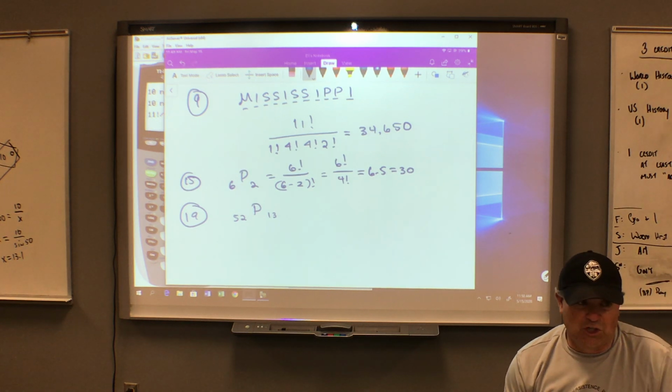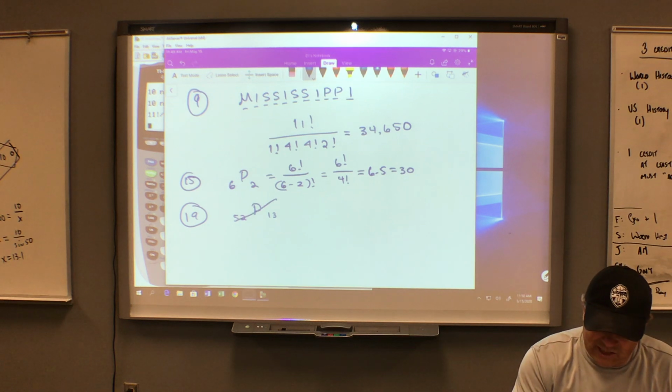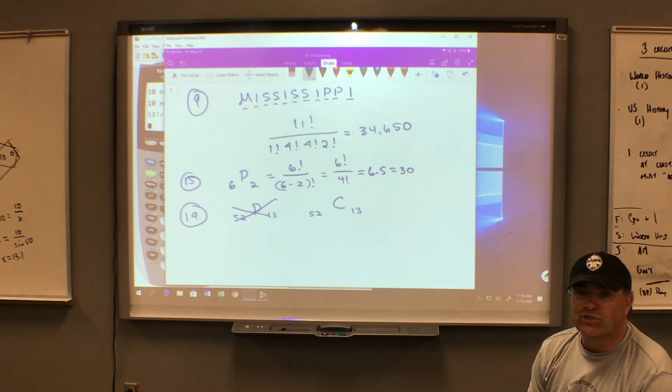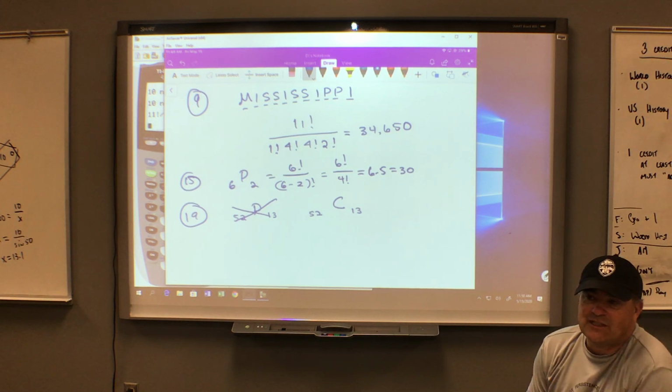I mean, like if the first card's a 2, I don't think that really does matter. I think we're looking at 52 cards. How many different ways can I choose 13? Because it doesn't matter the order.